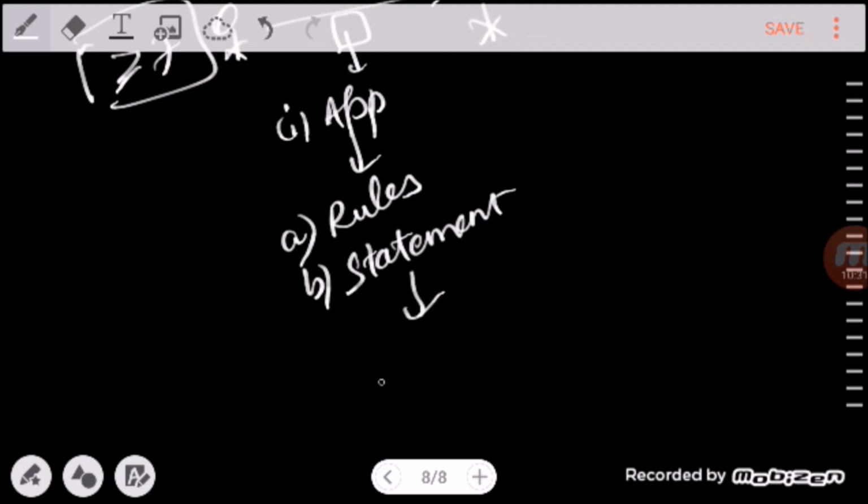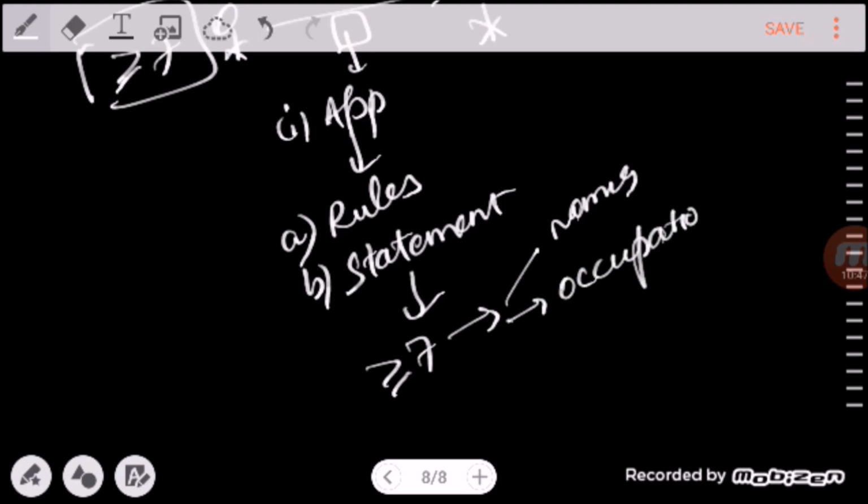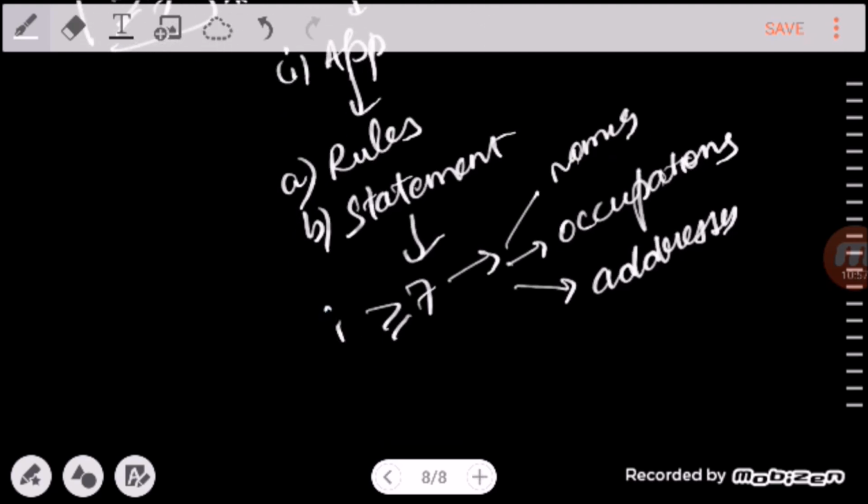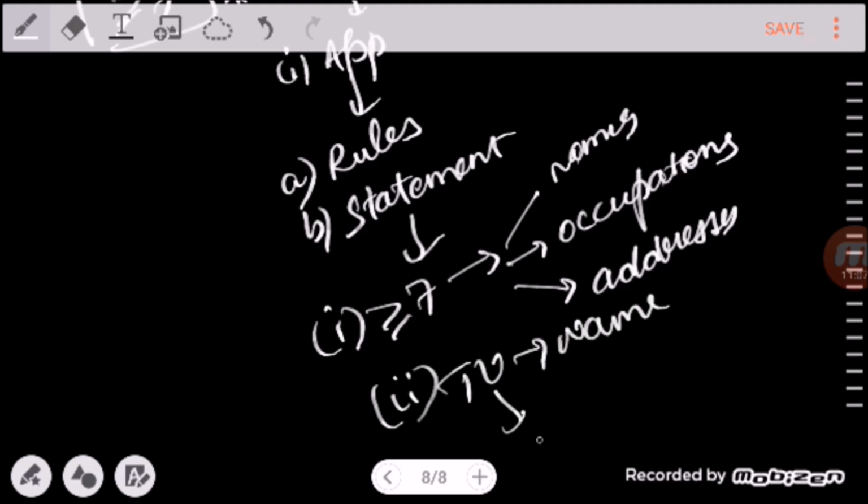The names, occupations, and addresses of the members making the application. 7 or more persons are making the application, no? So what details are required of these members? Their names, their occupations, their addresses. This statement should even contain the name of the trade union and the address of the head office. Trade union's name and head office address.